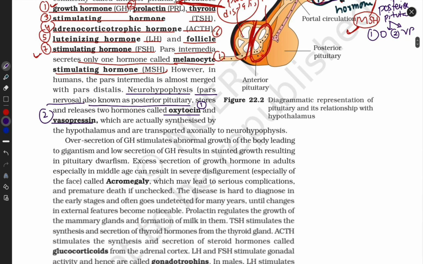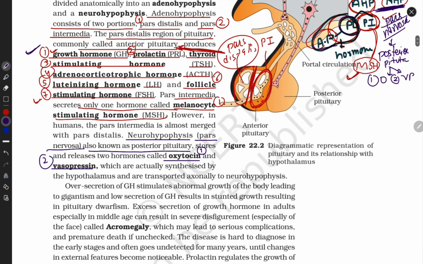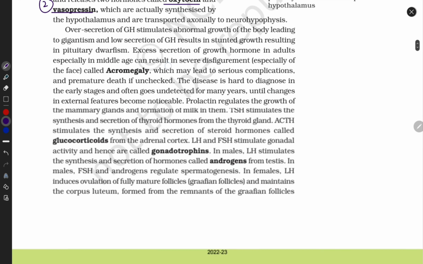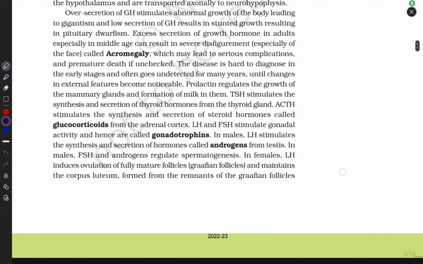Let's start with our first one, growth hormone. We are going to study growth hormone in detail. Let's start. Come. Look here.